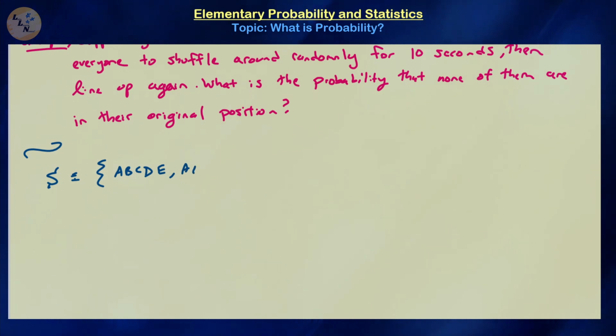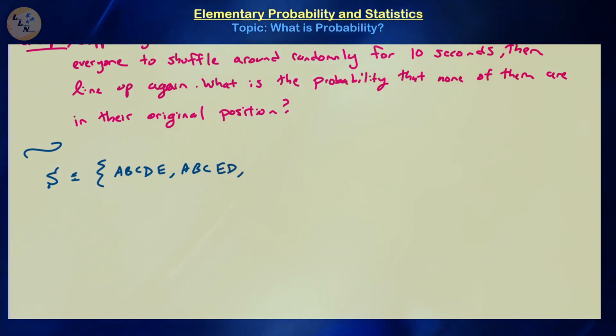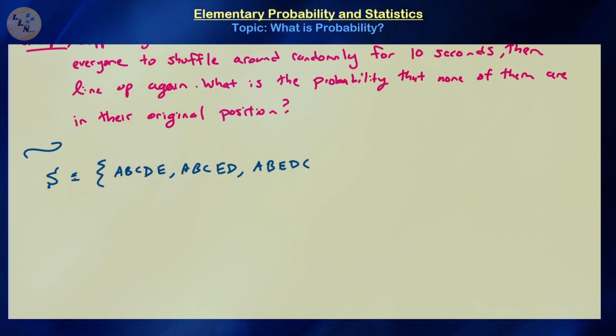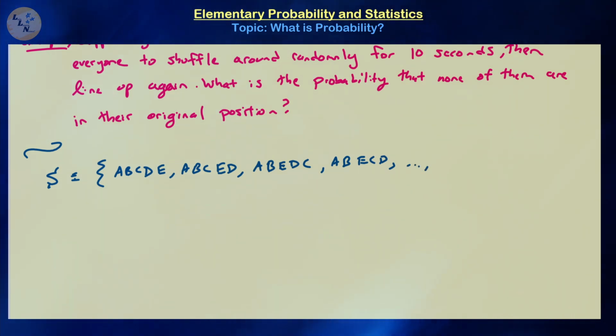Let's assume A, B, and C do not move, but E and D do switch positions. So we have E and D. You could have A, B, E, D, and C. You could also have A, B, E, C, and D. And you could have a bunch of different rearrangements. For example, they could be backwards, E, D, C, B, and A, right? So those are all of the possible rearrangements of these people.